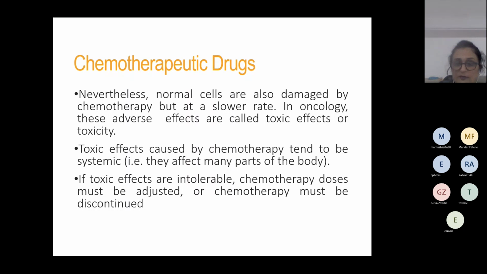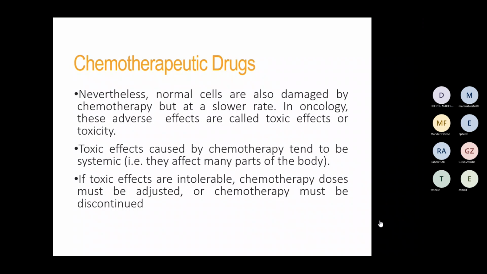Nevertheless, normal cells are also damaged by chemotherapy but at a slower rate. As I've explained in oncology, these adverse effects are called toxic effects or toxicity. In general pharma, we call them adverse effects; in oncology, we call them toxic effects. Toxic effects caused by chemotherapy tend to be systemic. That means they can affect many parts of the body. If toxic effects are intolerable, chemotherapy drugs must be adjusted or chemotherapy must be discontinued.